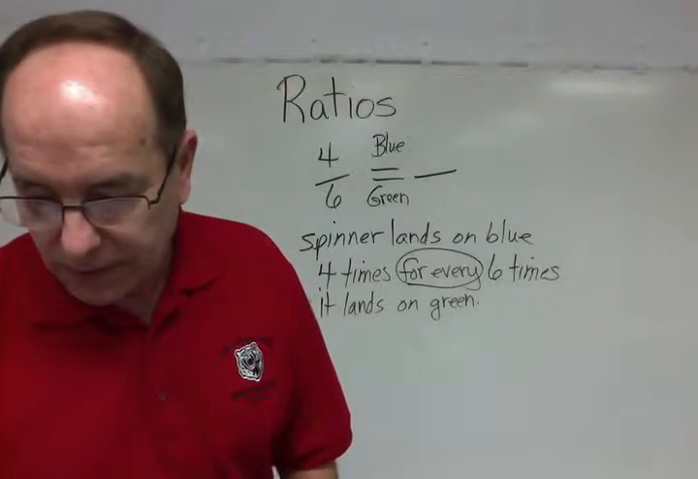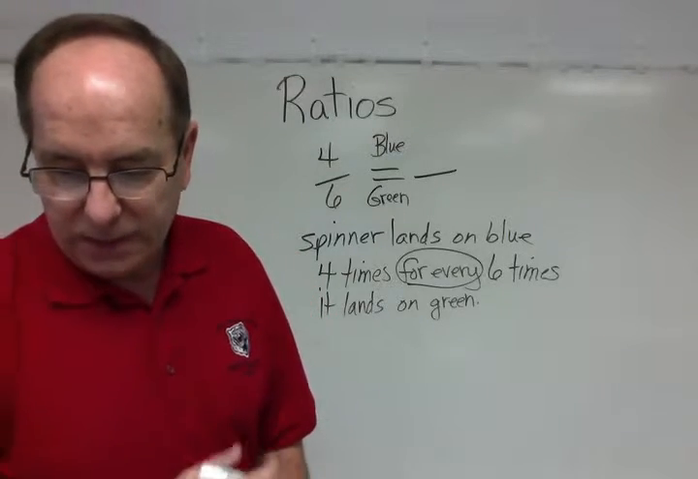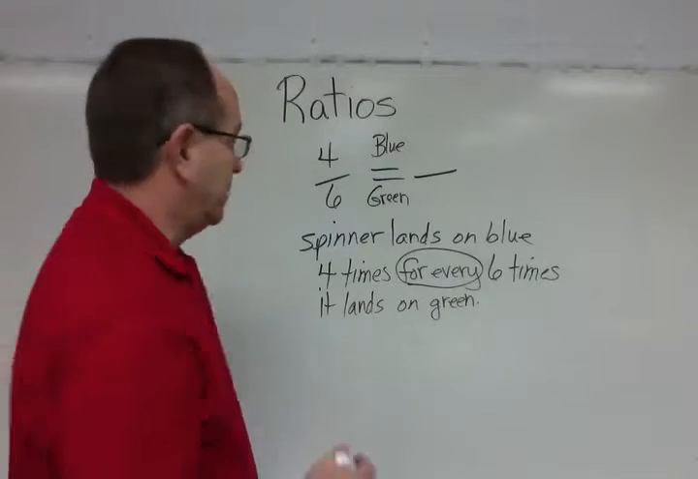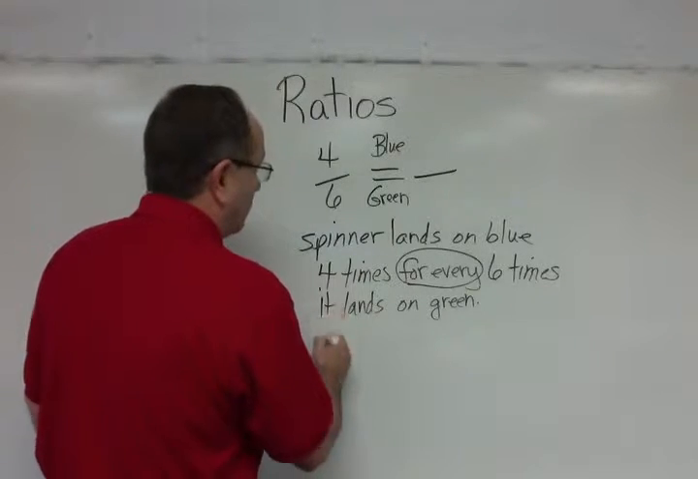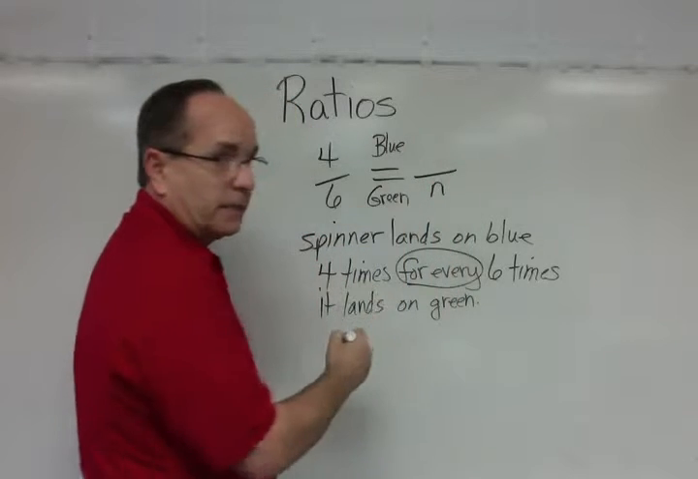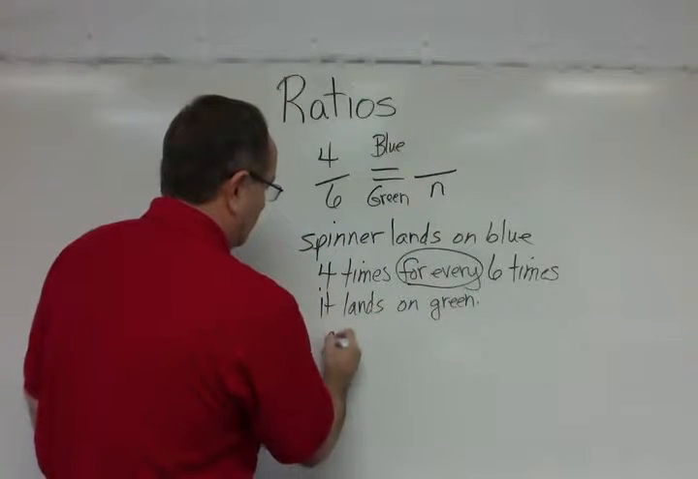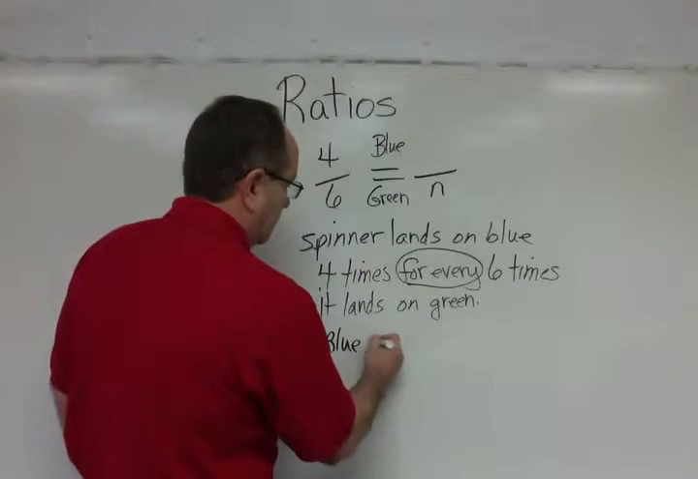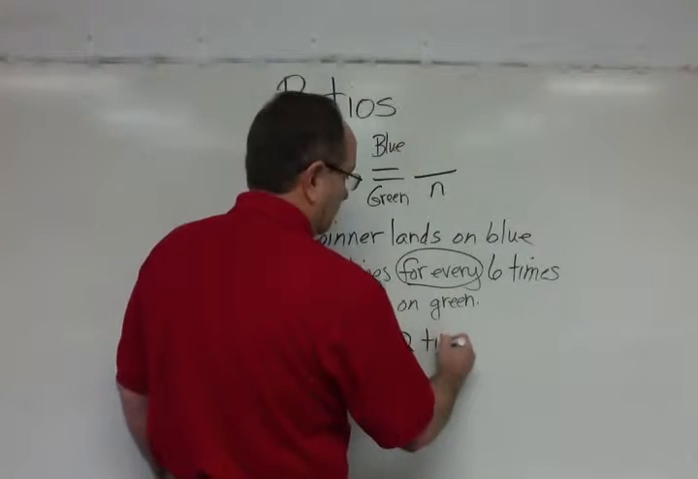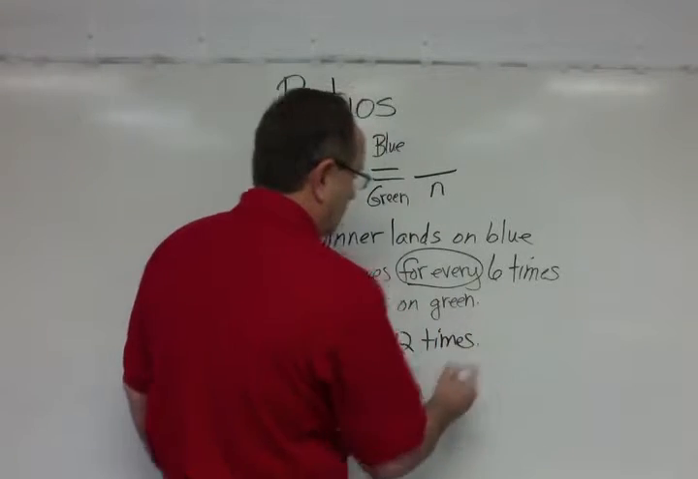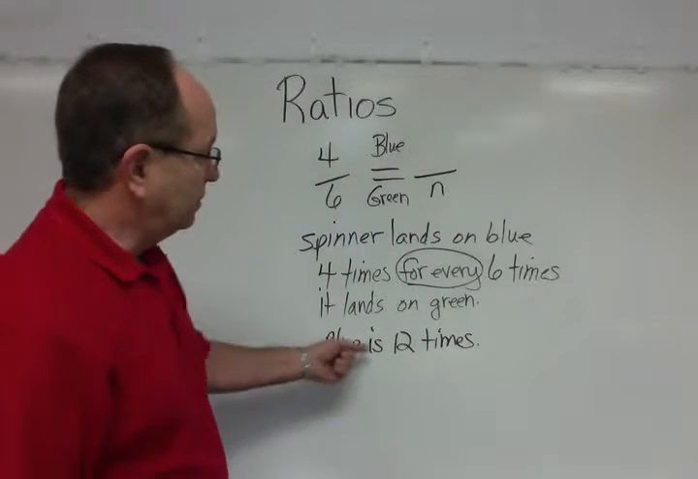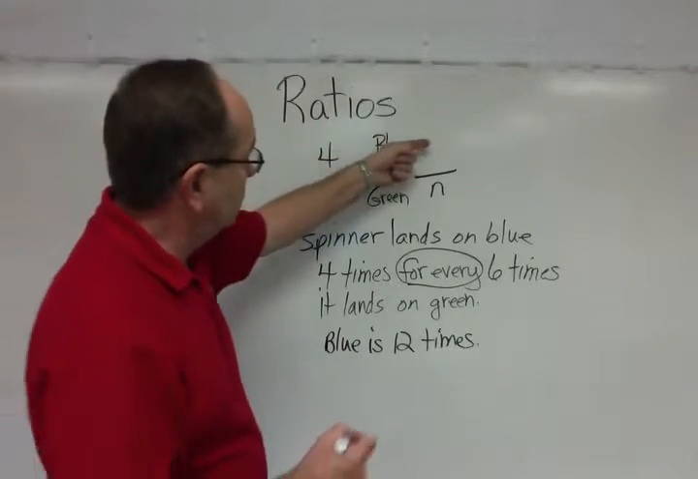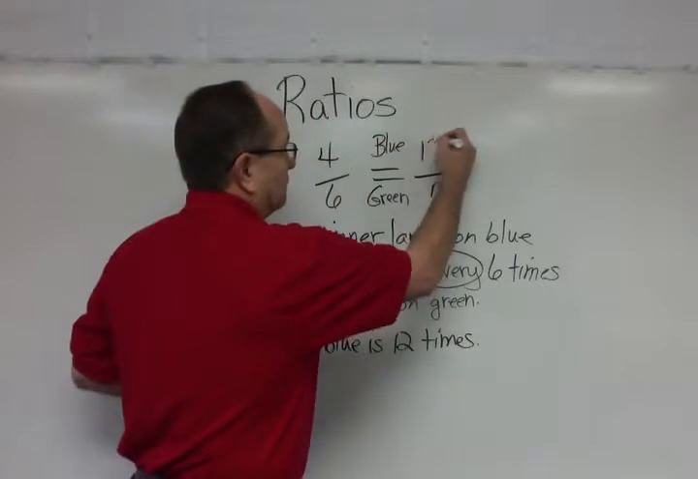The rest of the problem says now, how many times does it land on green if it lands on blue 12 times? So I want to find green, so I might as well put that there as my label. And blue says it's going to land, blue is 12 times it lands on. So I'm just going to abbreviate the problem. And so blue is 12 times. So that's what I'm going to compare. So blue, here's my blue up here, so the 12 is going to go there.